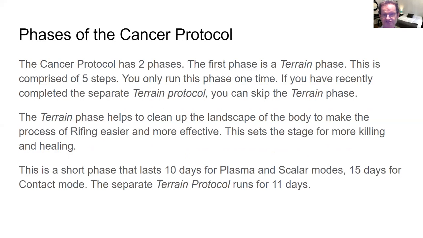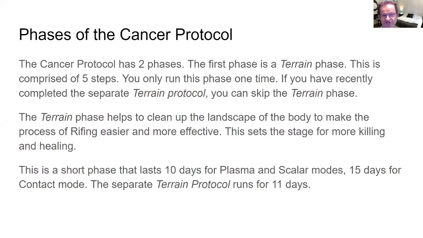Now, the phases, the stages you go through, start off with terrain. The word terrain is essentially used to mean landscape, namely the landscape of your body, your organs of elimination, and getting the body ready for more killing. There is a terrain protocol in the detox folder, and if you've already done that, then you can skip the terrain phase, which is included in the cancer protocol, and go straight to the part which deals with the treatment, the target.